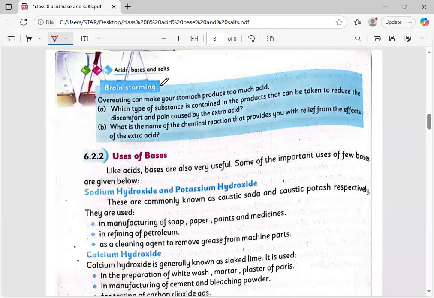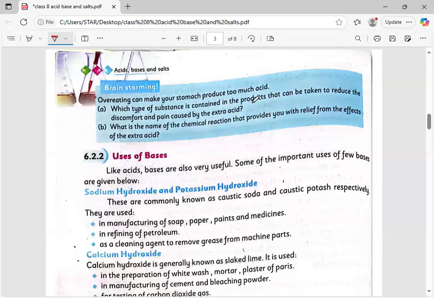Then the first question is that, okay, whenever you have overeaten and your stomach produces an excess of acid to neutralize or to break down that food component, which type of substance is contained in the product that can be taken to reduce the discomfort and pain caused by the extra acid? So, whenever you are feeling acidity or you have an increased amount of acid in your stomach, what do you have to use to relieve the discomfort and pain that is caused by the production of the extra acid? So, any one of you guesses?